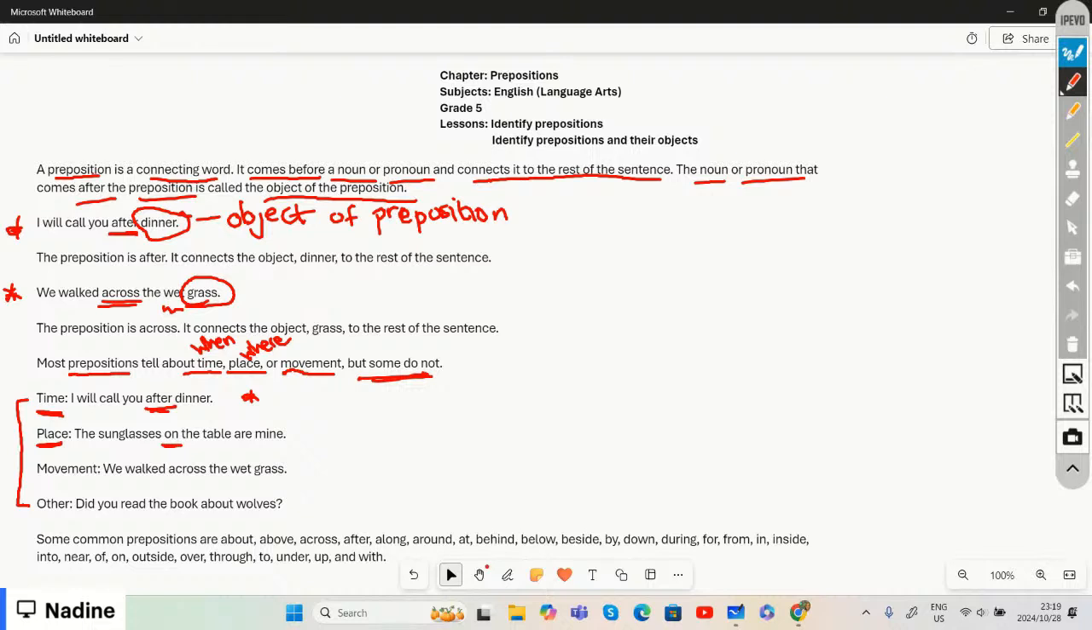And then we have our preposition of movement. It says, we walked across the wet grass. What is our preposition of movement within that sentence?